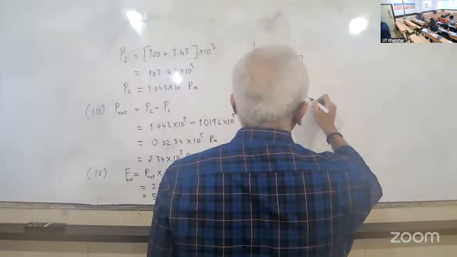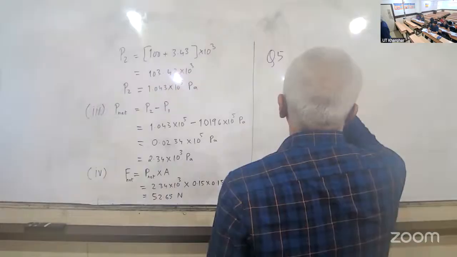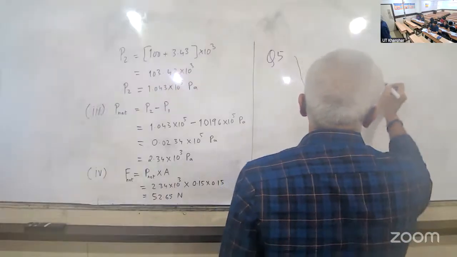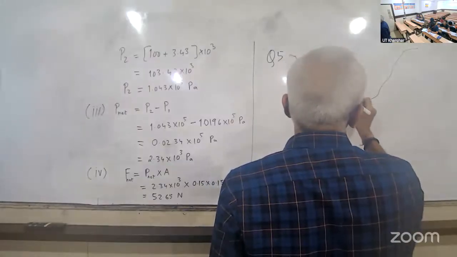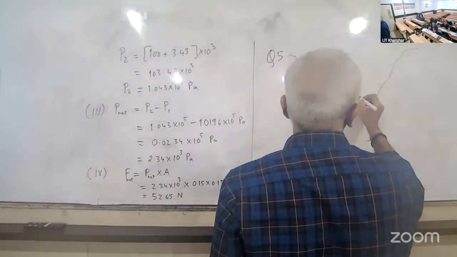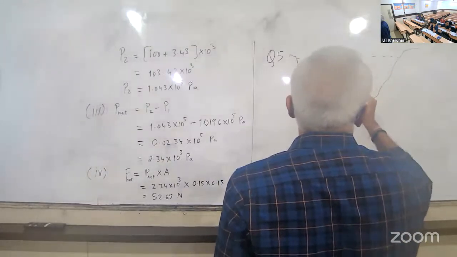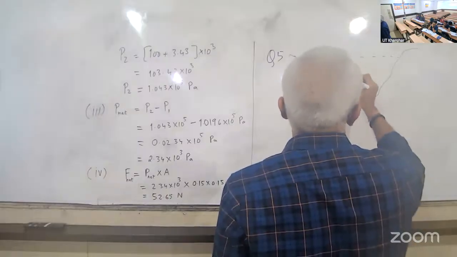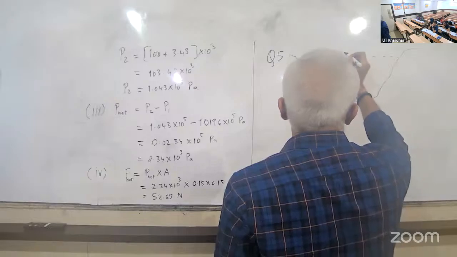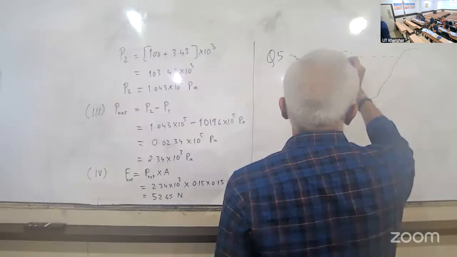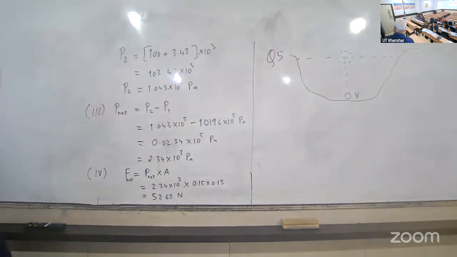You have a lake. Let us say this is a lake. So there is a bubble. Let's say it is at the bottom. Its volume is V1. When it reaches the surface, the volume is doubled. So volume becomes how much? 2V1.